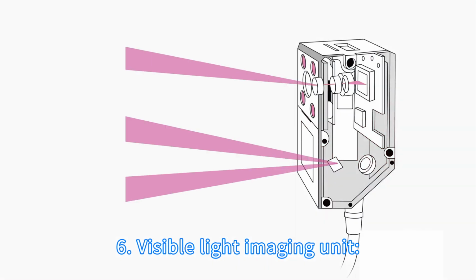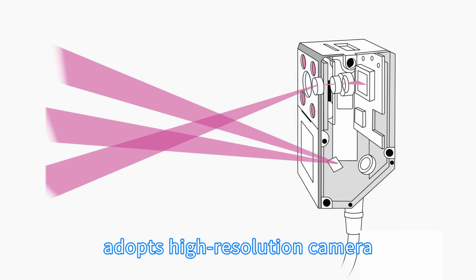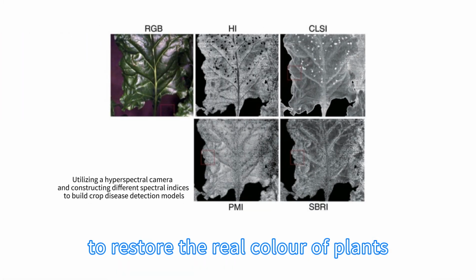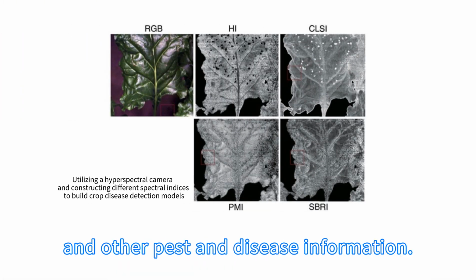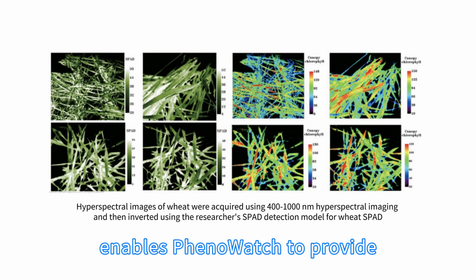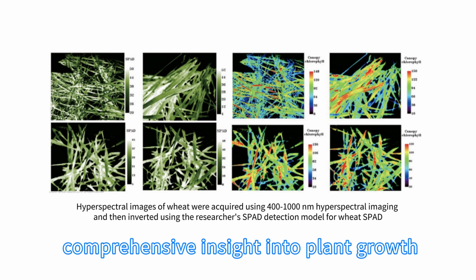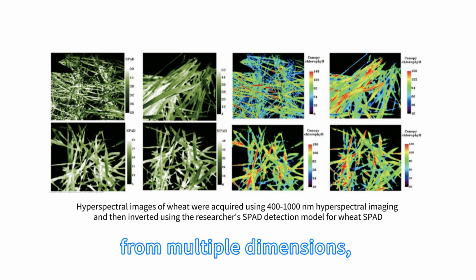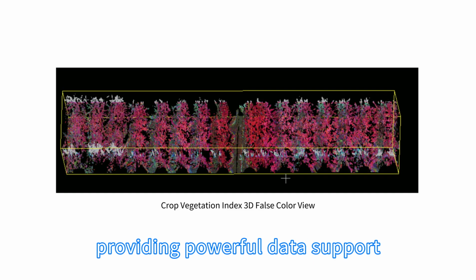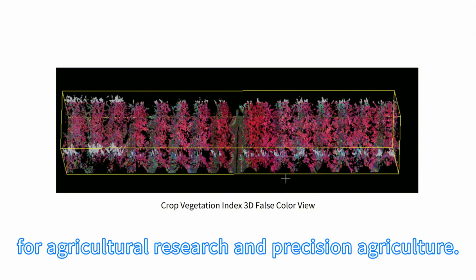The visible light imaging unit adopts a high-resolution camera to restore the real color of plants and analyze plant spots and other pest and disease information. The integration of these imaging units enables PhenoWatch to provide comprehensive insight into plant growth from multiple dimensions, providing powerful data support for agricultural research and precision agriculture.